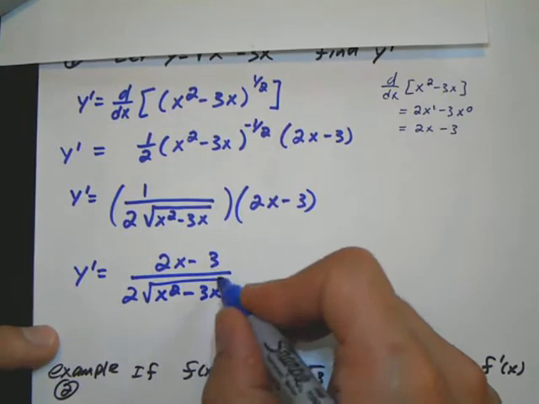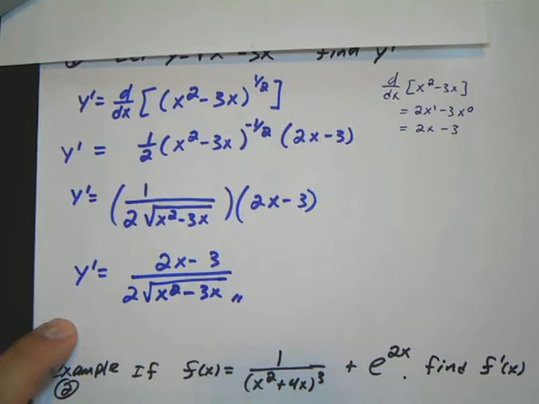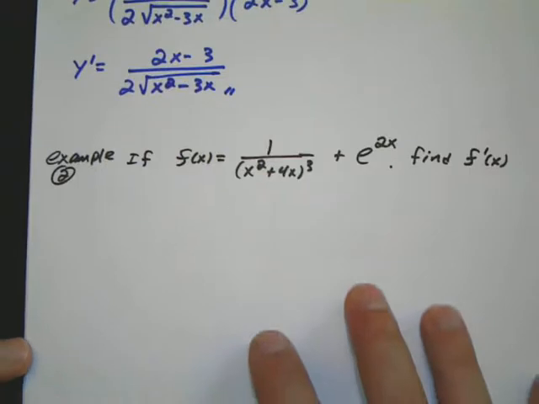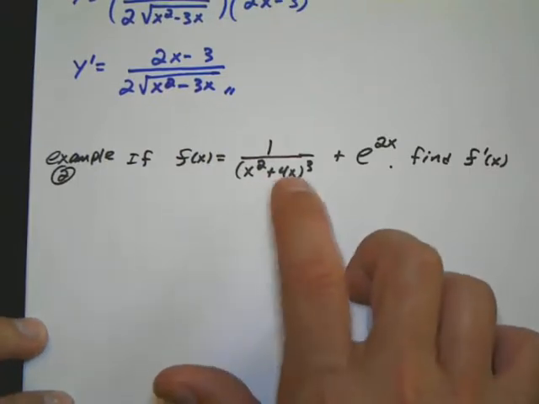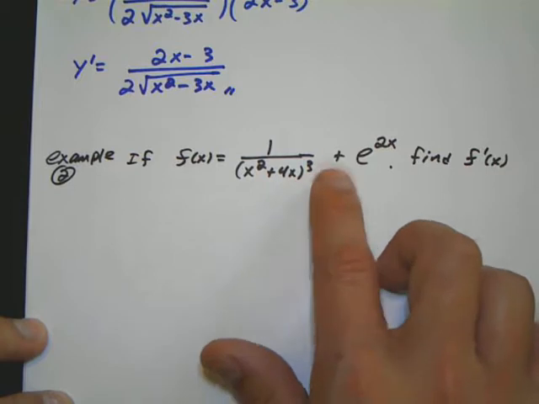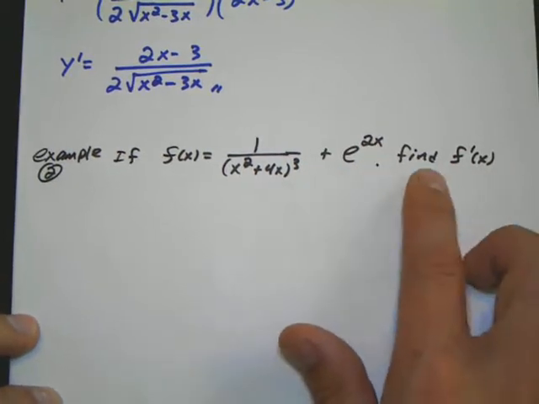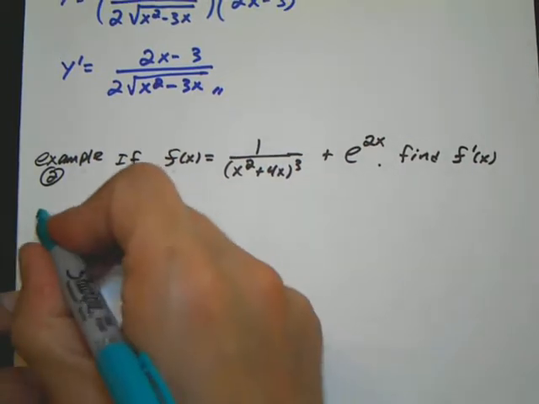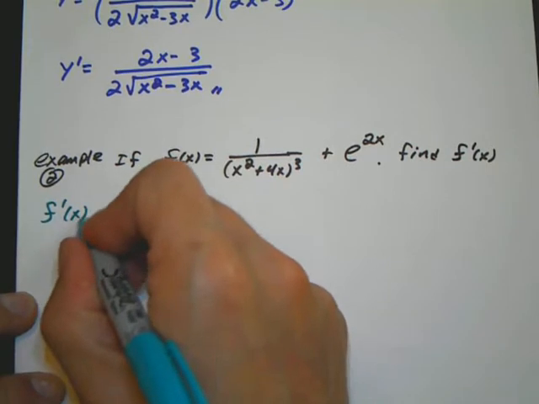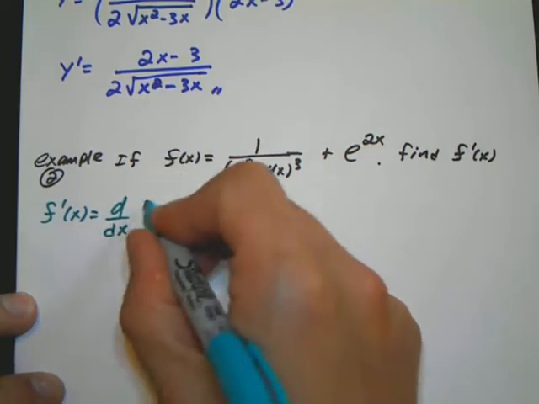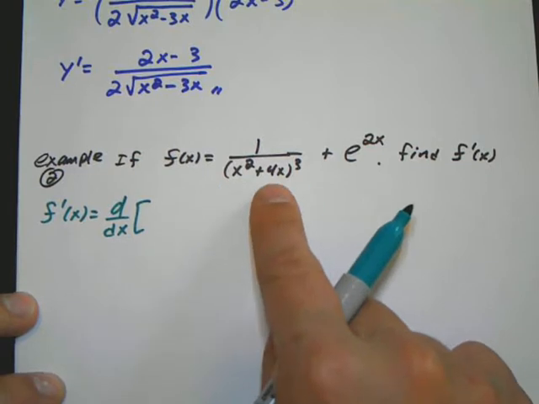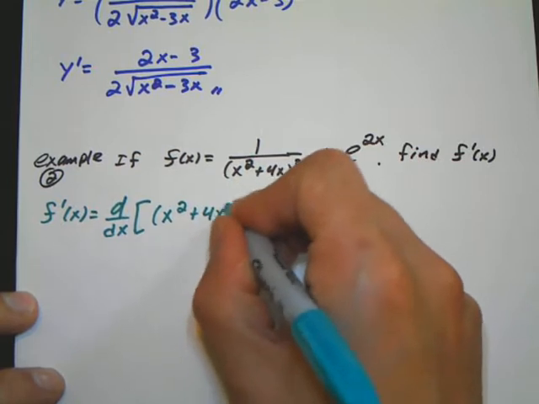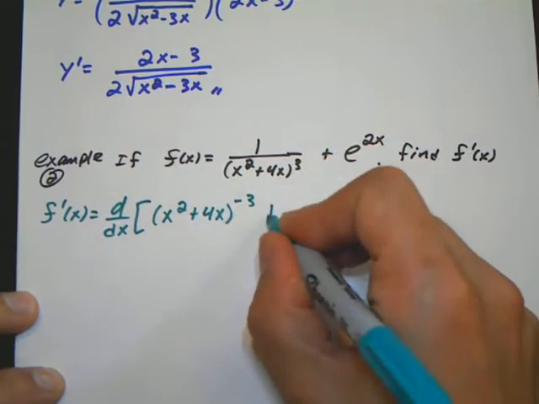Example number 2 says if f of x is equal to 1 over x squared plus 4x to the third in the denominator plus e to the 2x, I want to find f prime. Again, I want to do a little rewriting before I actually find my derivative, so I can say f prime is equal to the derivative with respect to x of, since all of this is in the denominator, I'm going to bring it up and put it as a negative exponent. So this is all to the negative 3, and this is going to be plus e. Now what's inside of e is the 2x, so I can just write this as 2x.